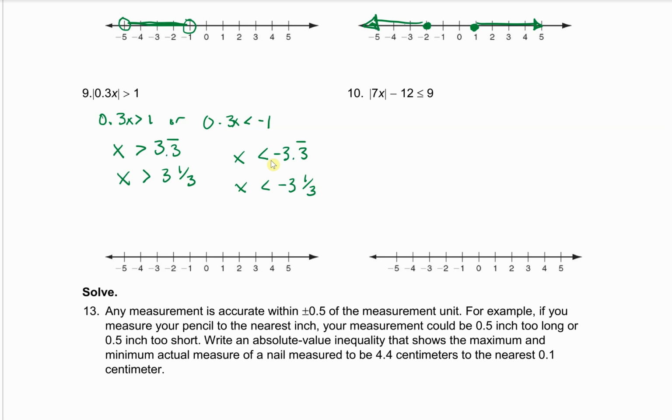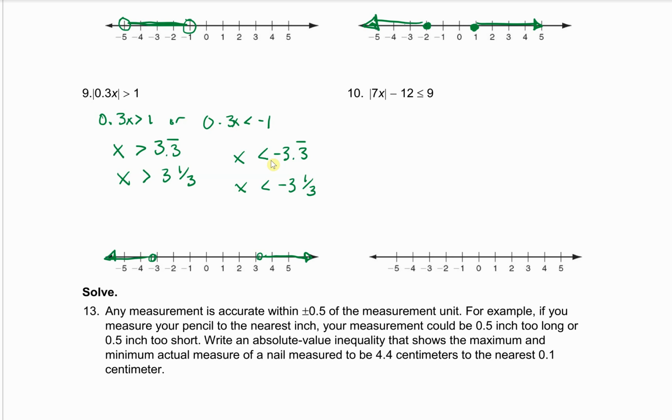So let's see. On the calculator, 3 1/3, maybe right there, and then right there. And we'll have our arrows pointing in opposite directions because it's or.